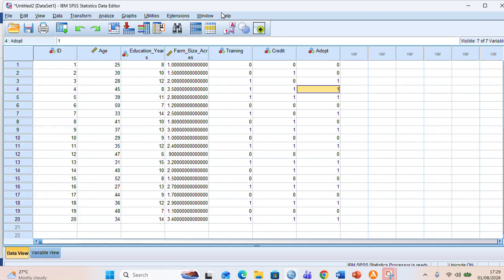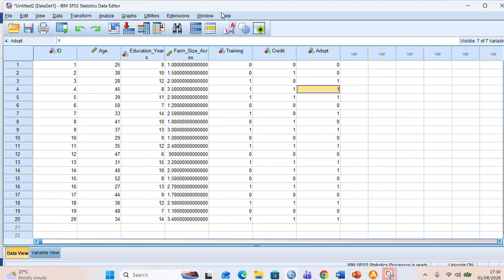So the first thing that we are supposed to understand is what is logistic regression. Logistic regression is a statistical method used to predict the probability that an observation belongs to one of two categories. Unlike linear regression analysis, which predicts a continuous value such as income or crop yield, logistic regression predicts a binary outcome. For example, where we have yes or no, disease or no disease, where we have people adopting technology and others not adopting technology.